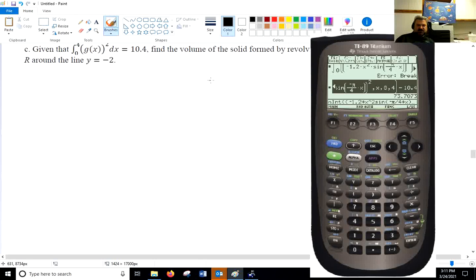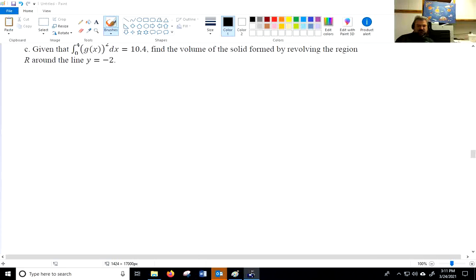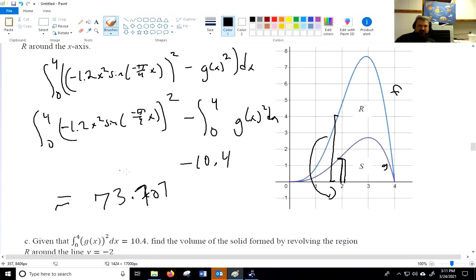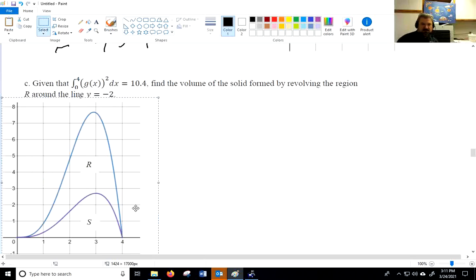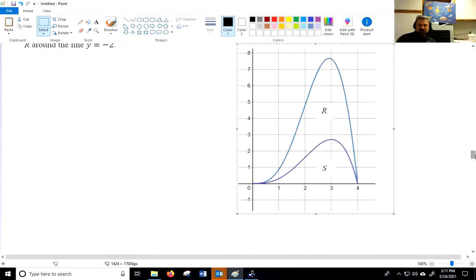Okay, next. Given that the integral from 0 to 4 of g of x squared dx equals 4, find the volume of the solid formed by revolving the region R around the line y equals negative 2. Okay, so once again, let me get another picture, but this time we're going to revolve around y equals negative 2. So something down here, right?